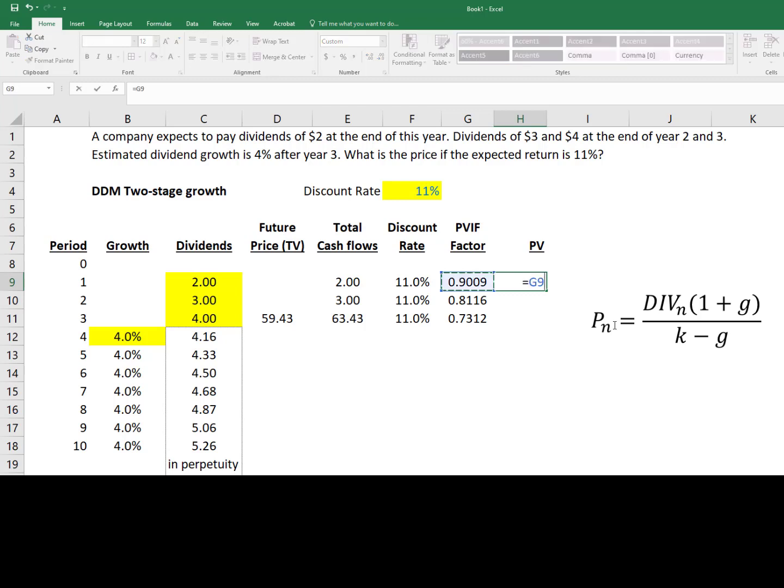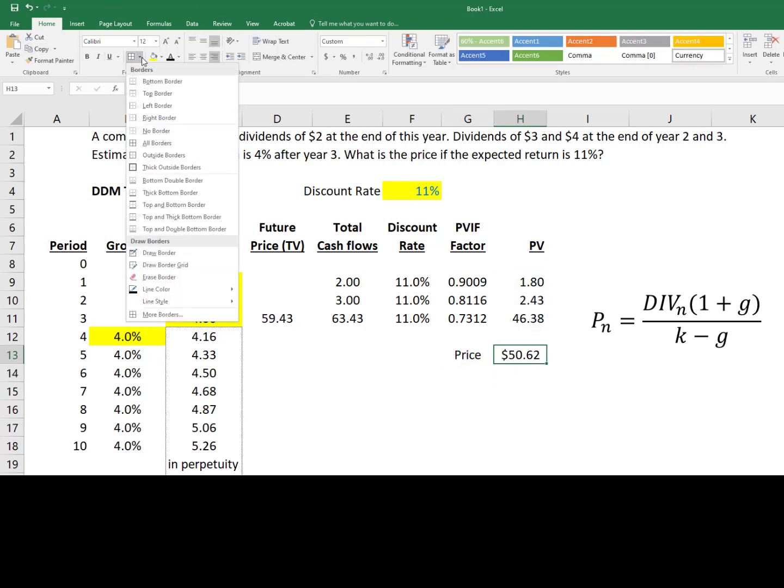I'm going to multiply my cash flows times this discount factor, and I see that $2 received at the end of 1 year, discounted at 11%, would be worth $1.80 today. If I drag this down, I can see that that $3 dividend is worth $2.43, and this $63.43 cash flow received at the end of year 3 is worth $46.38 today. The price is simply going to be the sum of the discounted cash flows that you will receive. I'm using the sum function, and you can see that the answer is $50.62.